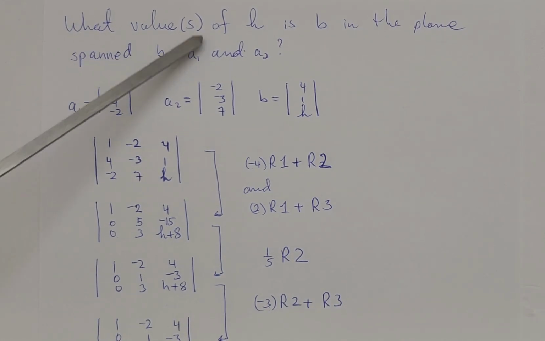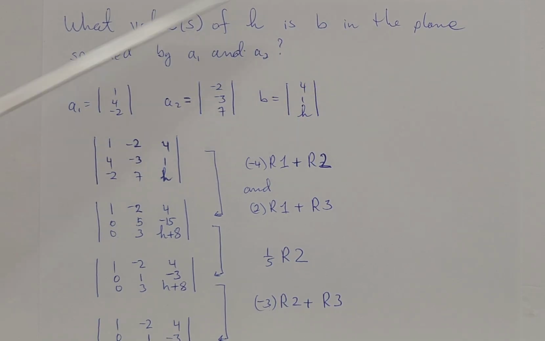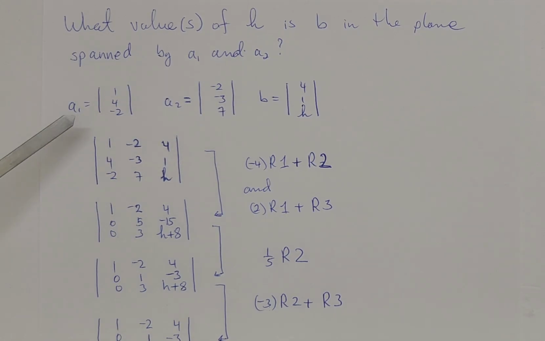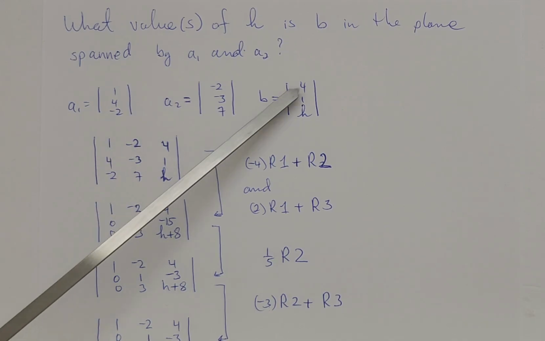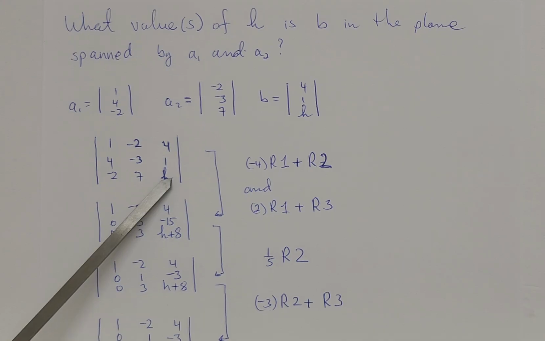What value of h is b in the plane spanned by a1 and a2? So this is a1, this is a2, and this is b. Put all three of these together as one. Okay?